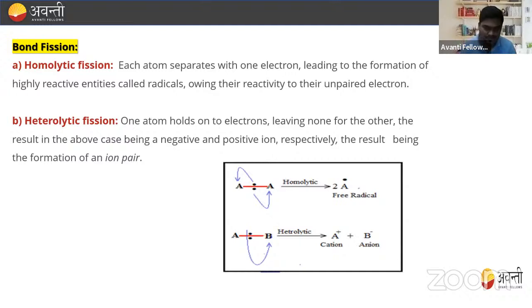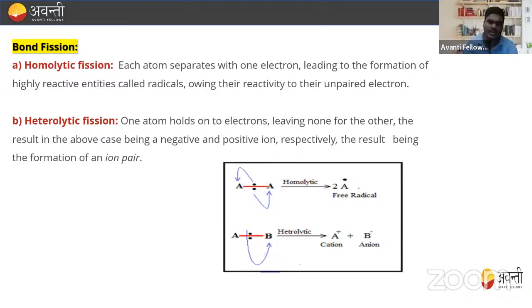So what do you mean by the terms homolytic fission and heterolytic fission? As the name suggests, homolytic: homo means something which consists of the same kind, right? Like we already studied homogeneous, homoleptic. So homo means something made of the same kind. In homolytic fission, each atom separates with one electron, leading to the formation of highly reactive entities called radicals, owing their reactivity to their unpaired electrons.